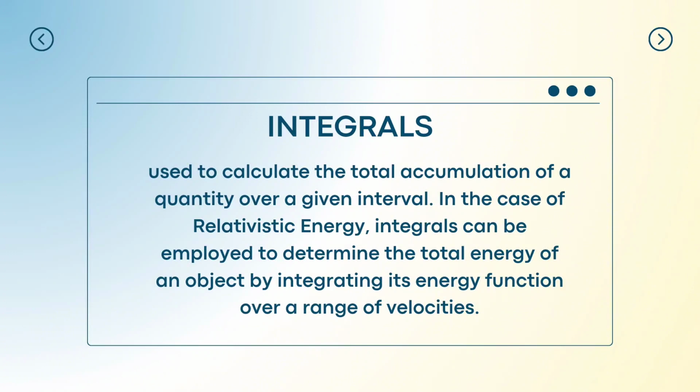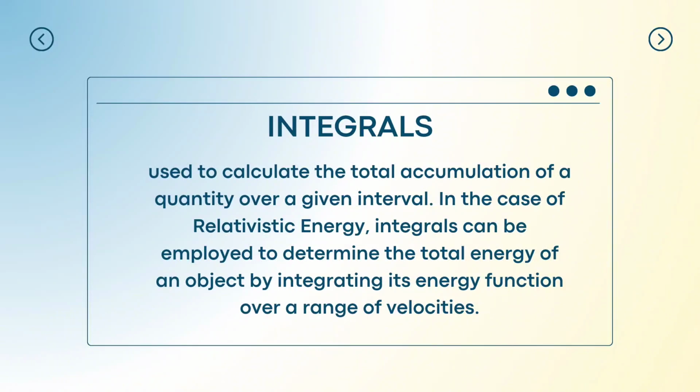Now let's consider a word problem. For example, suppose we have a spaceship with a rest mass of 1000 kilograms. The spaceship is traveling at a velocity of 0.8c, where c is the speed of light. We want to calculate the relativistic energy of the spaceship using the formula E equals m0 c squared over the square root of 1 minus v squared over c squared.